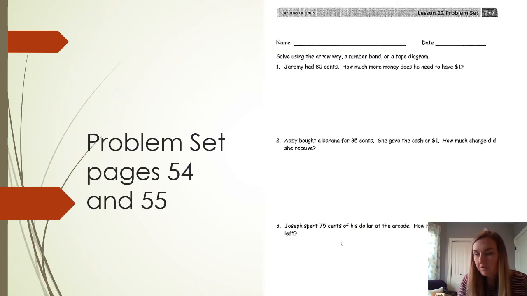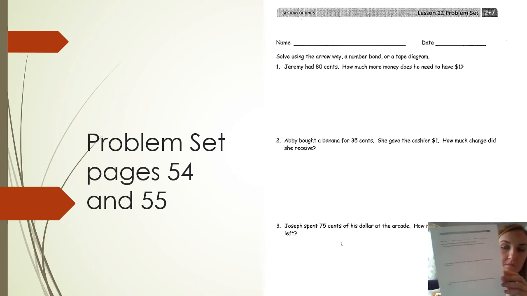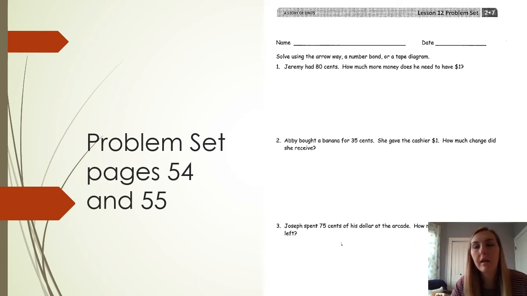Problem set time. You should be turning to page 54 in your packet. Solve using the arrow way, a number bond, or a tape diagram. Now, I only use the arrow way strategy. I did not use the number bond or tape diagram models. You don't have to worry about that right now. Please just focus on using the arrow way. And if that strategy is too challenging for you, remember that you can always use a different strategy if needed.